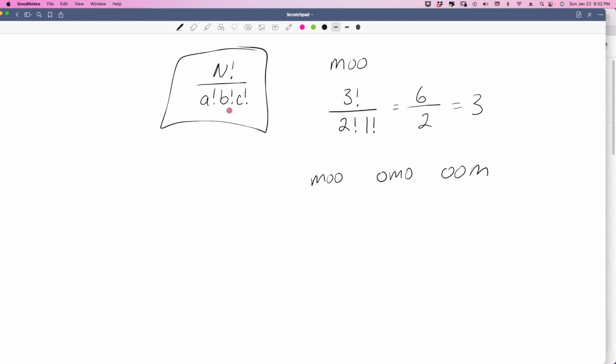So this is the formula that you're going to use. And A, B, and C represent identical items. And you always start with the highest one first. So let me erase the page. Let's say we had the word start. We have 1, 2, 3, 4, 5. So 5. And then we have 2.